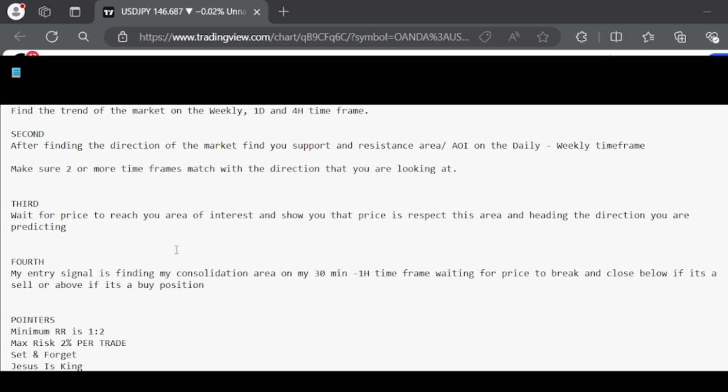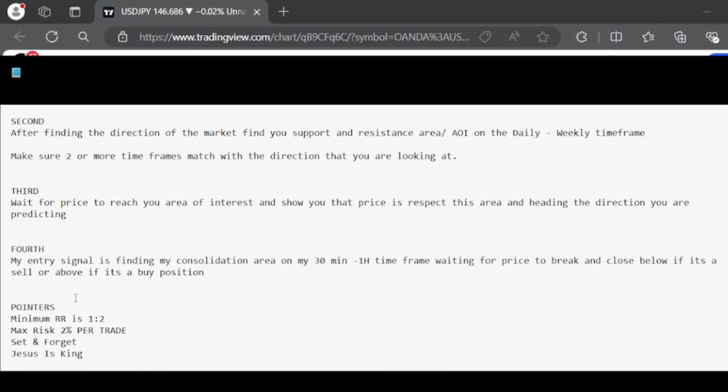You understand? But the reason I use 30-minute and the 1 hour is because I'm a day trader. If you're a scalper, that's completely understandable. If you use a 5-minute or 1 minute, it's the exact same concept, just a different time frame.